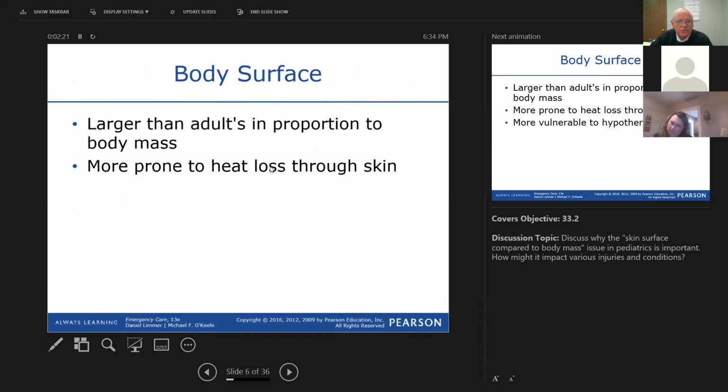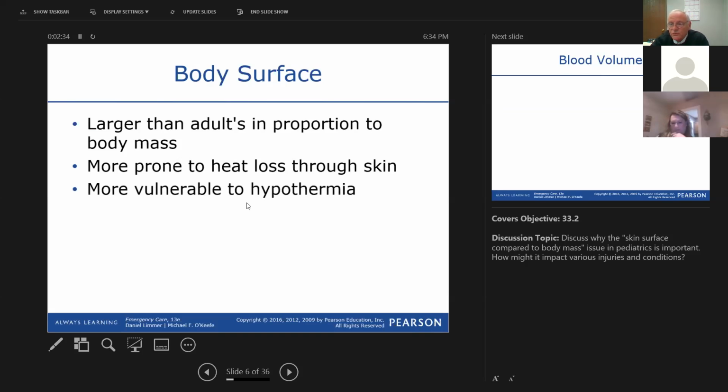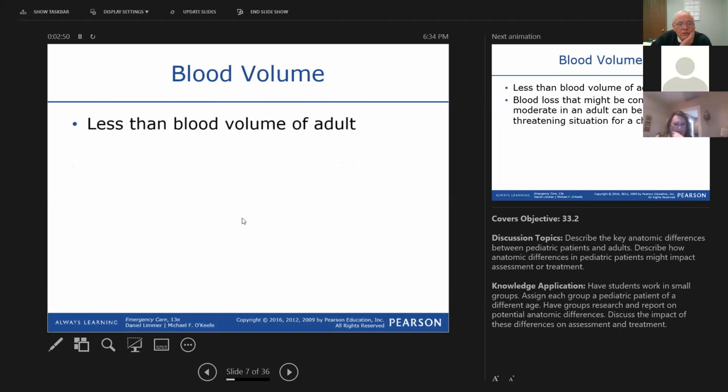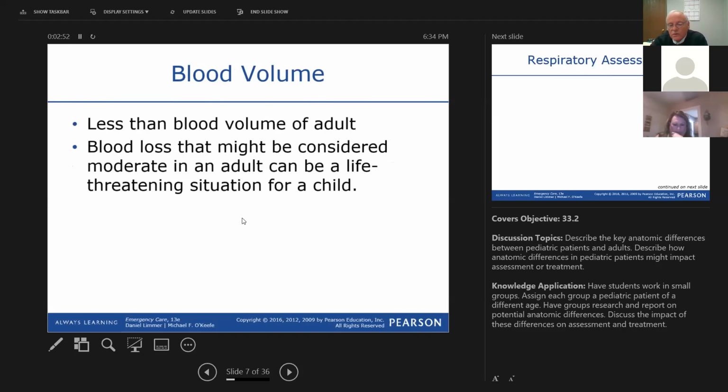The big thing, we talked about it in environmental emergencies, is that more of their body is on the outside compared to an adult. So the ratio of mass to surface area is a lot less than it is in an adult. They can get hypothermia a lot easier because they're going to lose more heat through radiation through their skin than an adult will. They also have less blood volume.